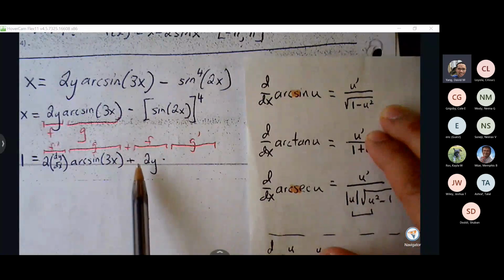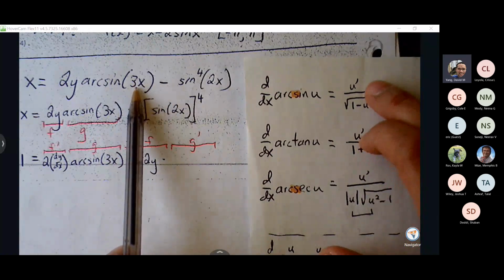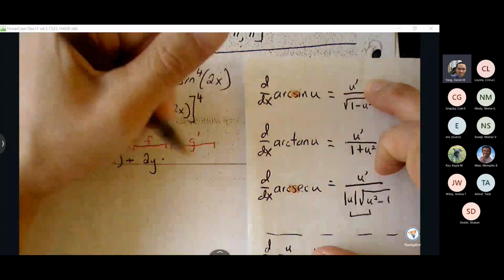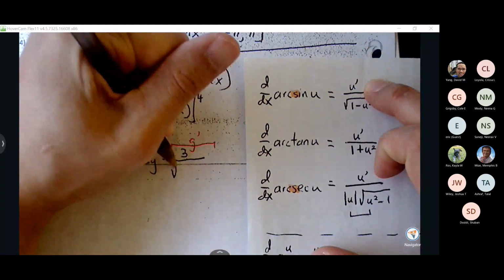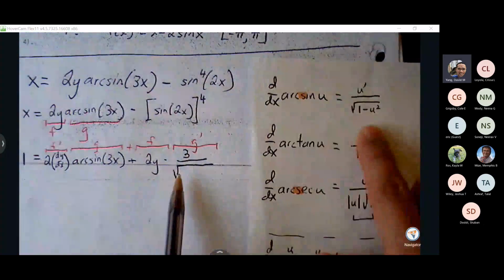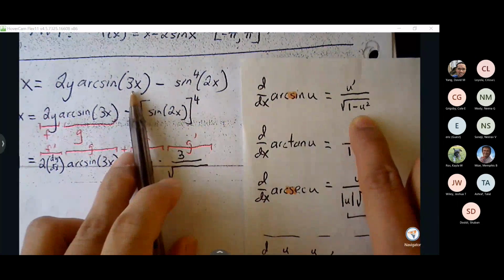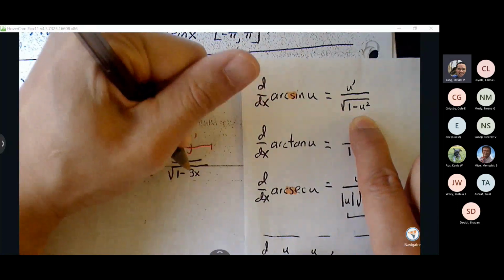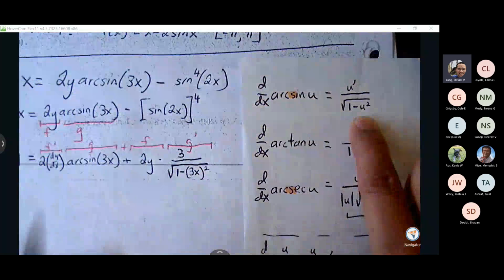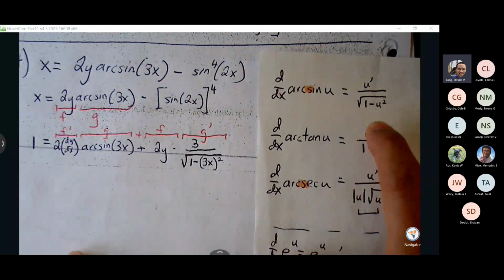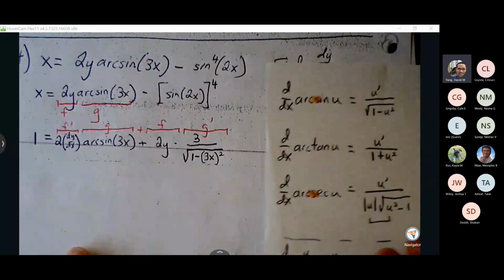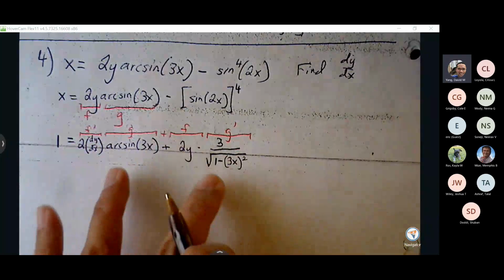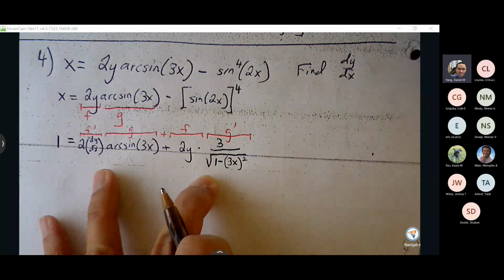So my u value is 3x, so therefore u prime, the derivative of 3x, becomes what? 3. Square root of 1 minus u squared, so 1 minus 9x squared. The reason it's 9x squared is because we're squaring both 3 and the x, right? Okay, I'll clean that up in a second. All right, everybody good so far with product rule and that arc trig that we took care of?